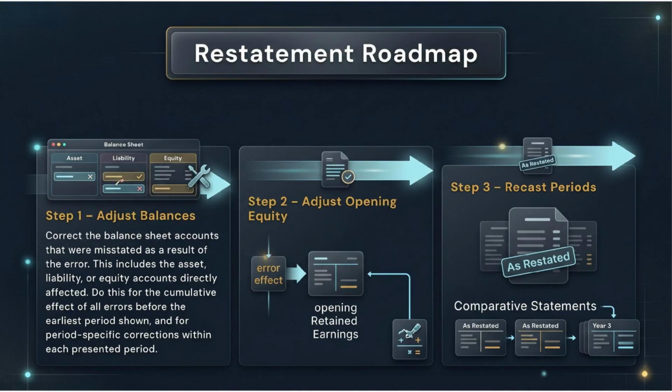This process looks similar to retrospective application for principal changes, but the reason is different. In a principal change, prior statements were not wrong. We recast for comparability. In an error correction, prior statements were wrong. We restate for correction. Same mechanical discipline, different accounting meaning. That distinction is important in exams, audit files, and professional memos.